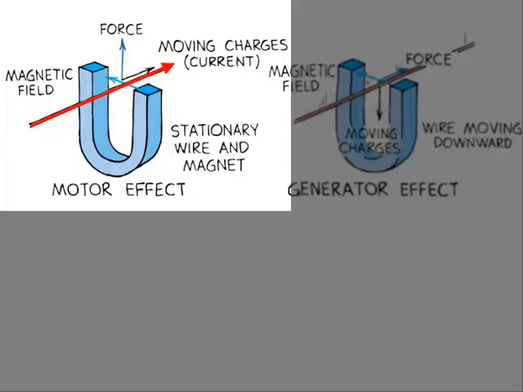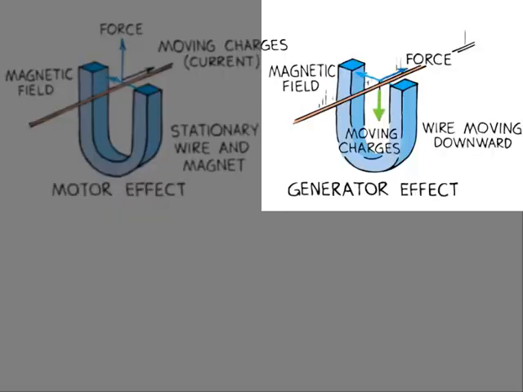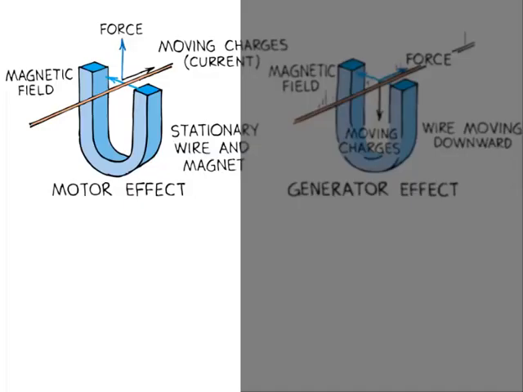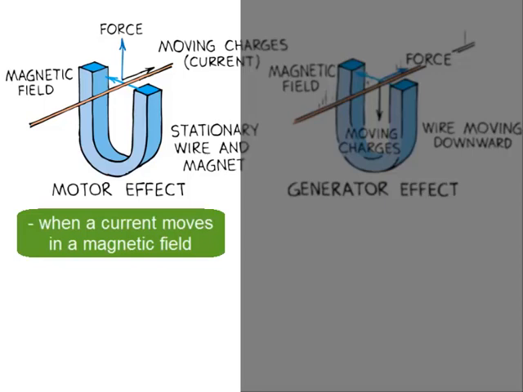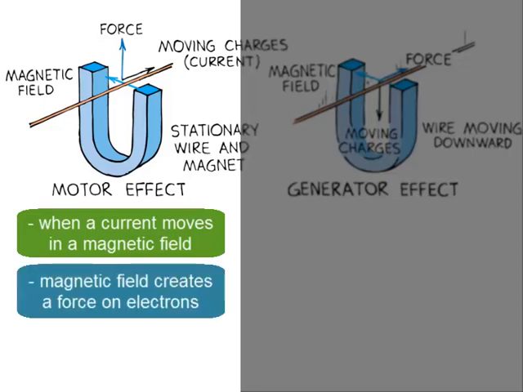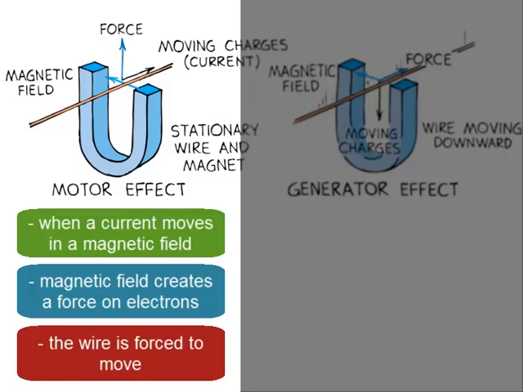When a current moves to the right, there's a force on the electrons and the wire is tugged upward. When a wire with no current is moved downward, the electrons in the wire experience a force creating current. The motor effect occurs when a current moves through a magnetic field. The magnetic field creates a perpendicular upward force on the electrons. Because the electrons can't leave, the entire wire is tugged along with the electrons.